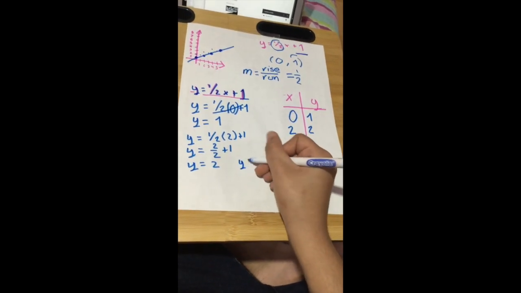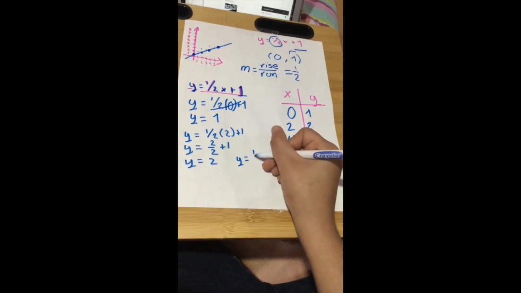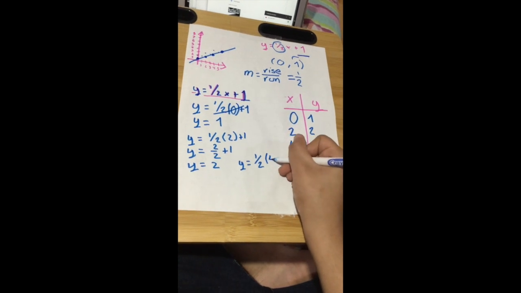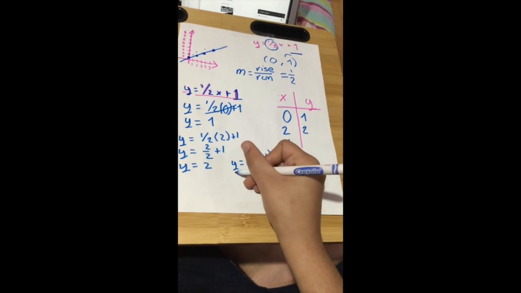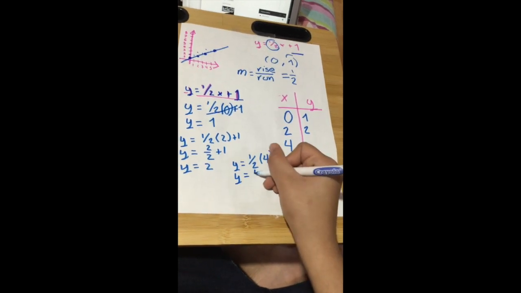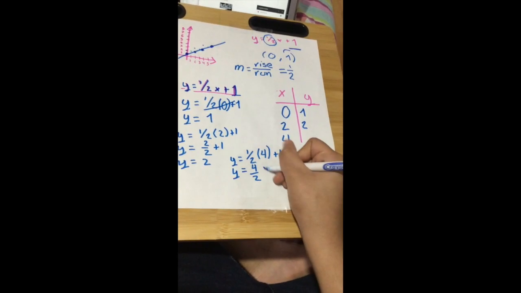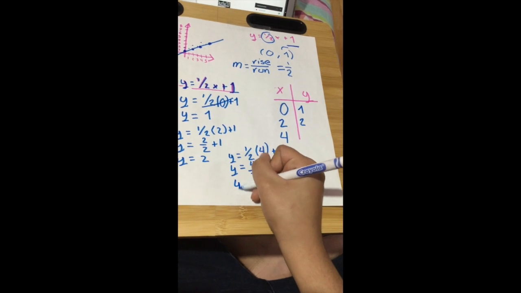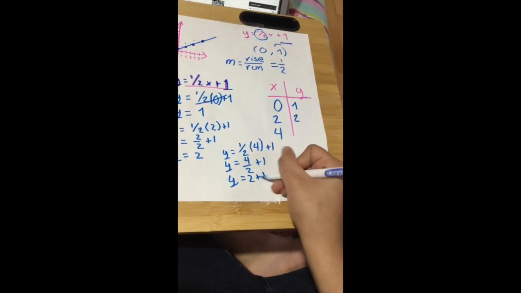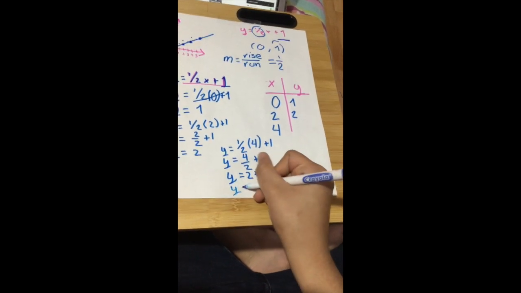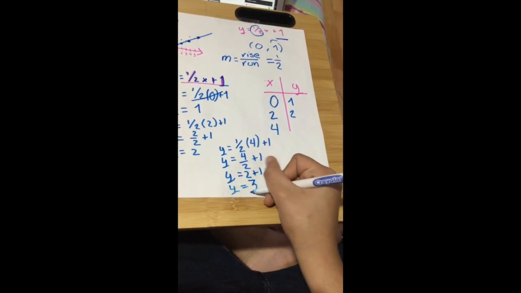So as you can see, we have 1 and 0, which is correct. We have 2 and 2, which is also correct. There is 4 and 4, which is correct. And like that, you just make sure the graph is correct, and that's it.